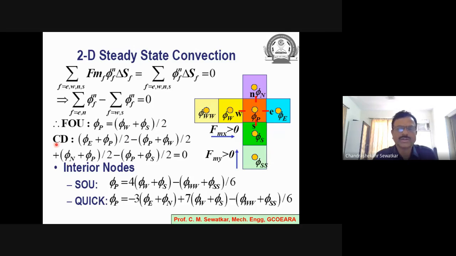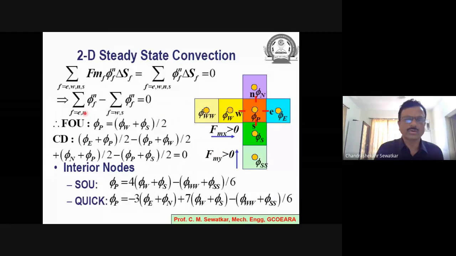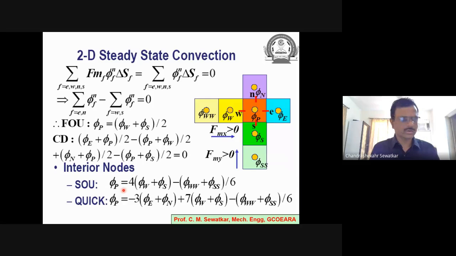Similarly, I can do it for the central difference scheme. For central difference scheme, phi_e is, sorry, phi capital E plus phi capital P divided by 2. I can write down for north face, south face, west face from the central difference scheme, and then I can obtain the expression for phi_P. I have not written it here, but I can do that. Similarly, I can do it for the second order upwind scheme and QUICK convection scheme. So we obtain expressions something like this for the various values of phi_P.